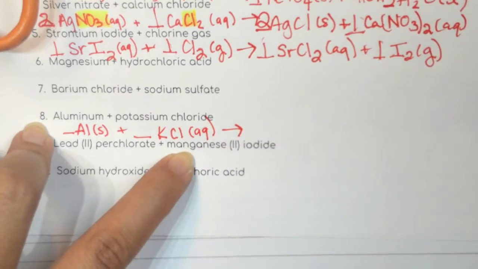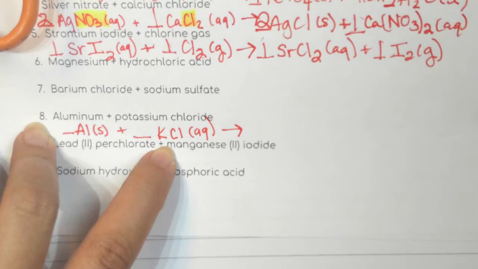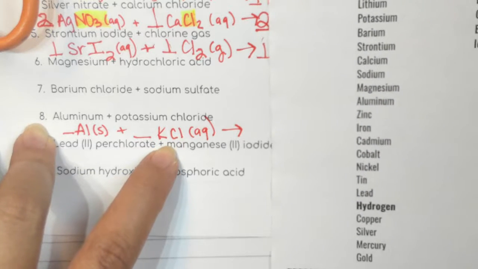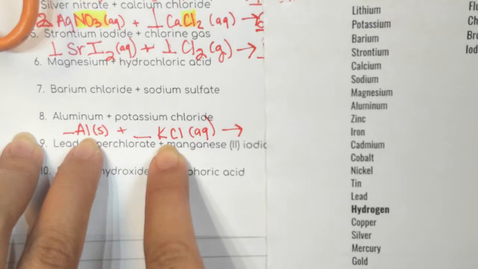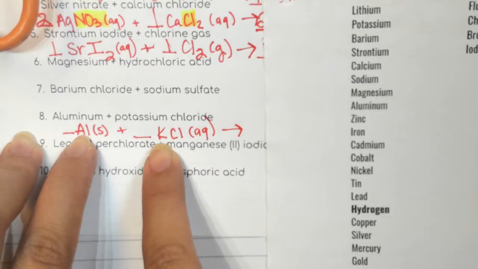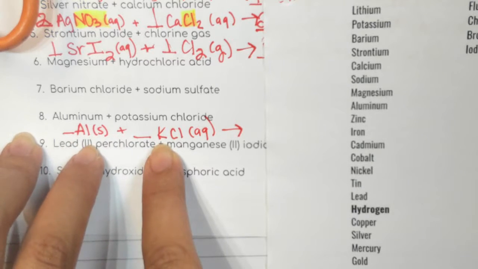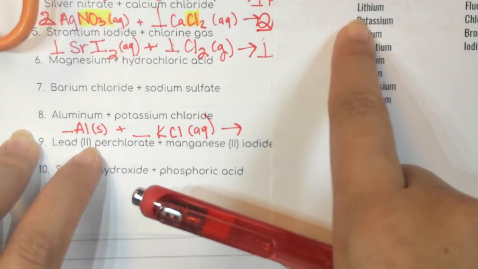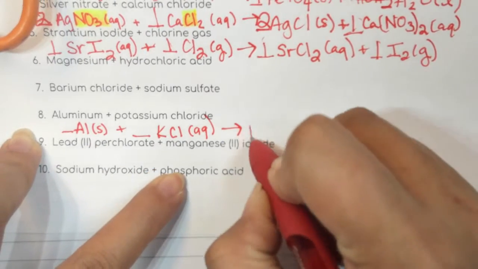And I tell you guys to predict the products, but first you have to identify the reaction type. What's the reaction type for this? Single replacement. So I pull out my activity series. What is going to want to replace what in this reaction? Aluminum is going to want to replace potassium. So it's a metal and a metal. So aluminum by itself has to be higher than potassium. Is aluminum higher than potassium? No. So what do I write for this? Good.